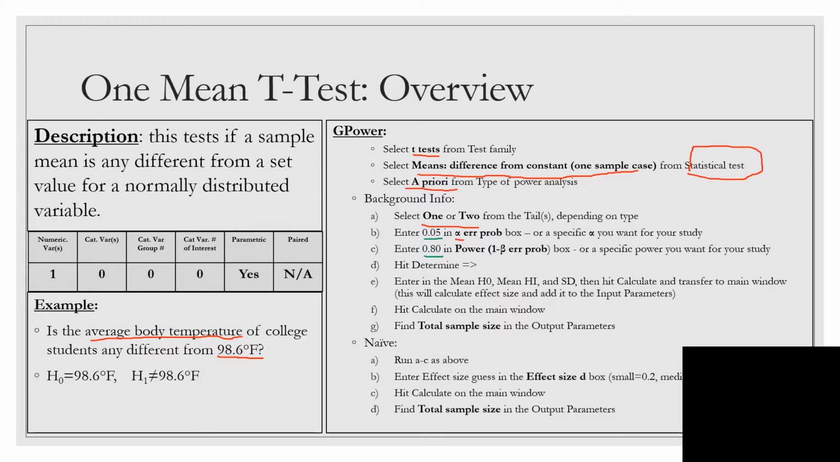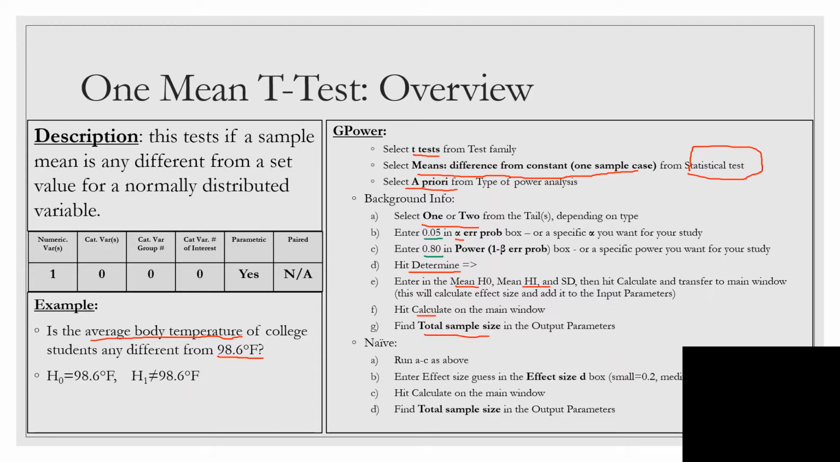To determine effect size, you can hit the determine box, enter in the mean of the null and alternative hypothesis, as well as standard deviation, hit calculate. It'll transfer to the main window, and you can hit calculate. This will give the total sample size.